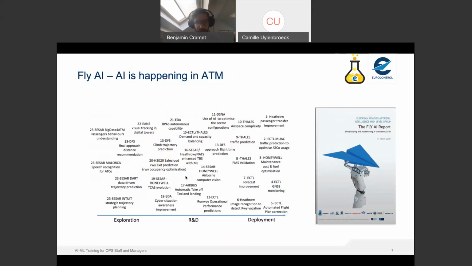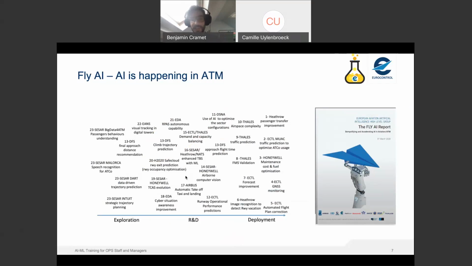Just a short aside here, the Fly AI report. So you may think that AI is still the future, that AI is something that is science fiction. It will happen in a few times. Let's say in 2 years or 3 years, you will have it in an NM release, or you will see it happening in ATC.